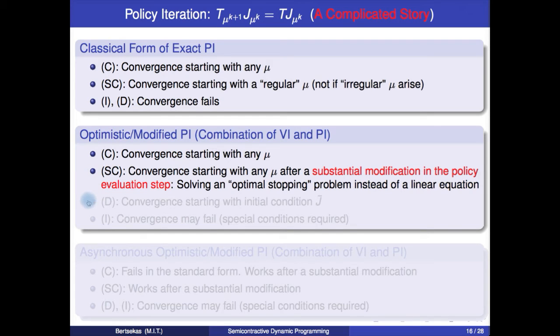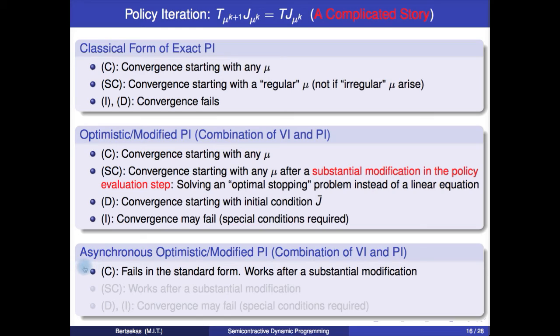good convergence results. In the case of the monotone decreasing model, we have convergence starting with the J bar initial condition for the value iteration that approximates J mu 0. In the case of the monotone increasing model, we may have failure, as we have seen with examples, and deterministic shortest path examples in particular, and special conditions may be required for convergence.